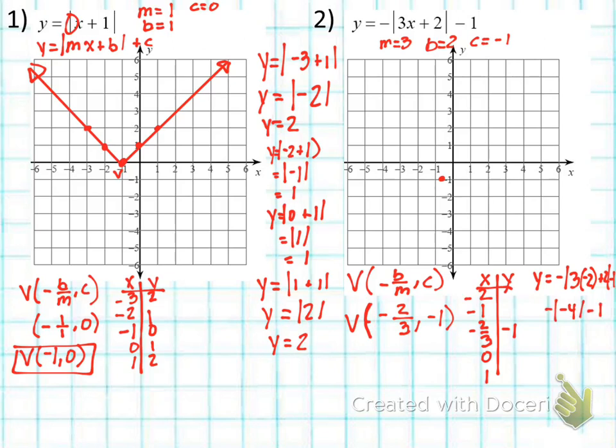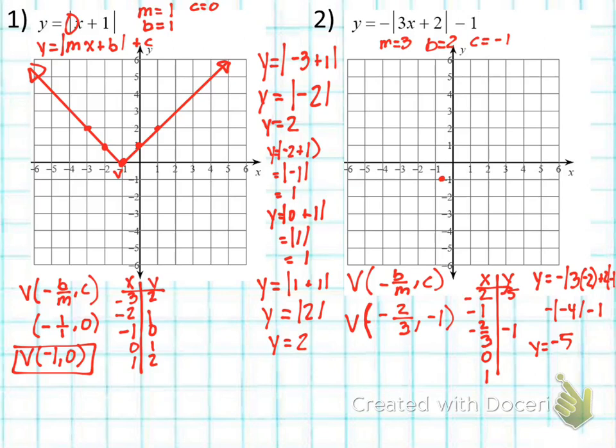All of that minus 1. Absolute value of -4 is +4, times the negative sign is -4. -4 minus 1 is -5. Okay, so when I put in -2, I get -5. Next, I'm going to put in -1.